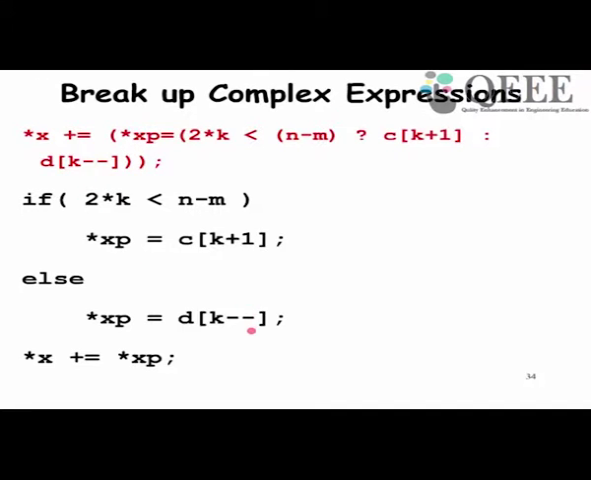So dk minus 1, dk minus minus assigned to xp. And then we say that star x plus equal to star xp. So it becomes clear now, even though the code is slightly lengthy. But this is a very cryptic code. It would take hours for somebody to understand, and still he may not understand it properly. So the logic, what's happening here, is obvious here, becomes easy for somebody to understand.